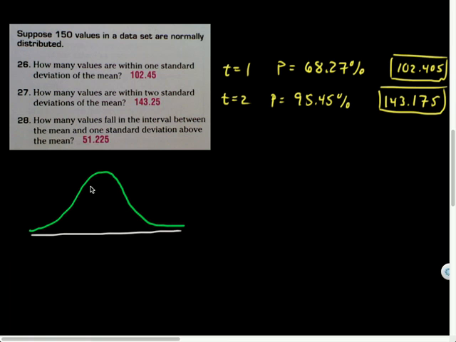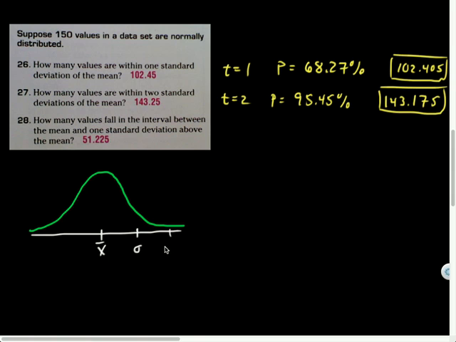So here's my bell curve. And they said between the mean, so the mean is occurring right here. And actually what's interesting about this problem is I don't even know what the mean is for this problem. I don't know what a standard deviation is. I just know that it's normally distributed.